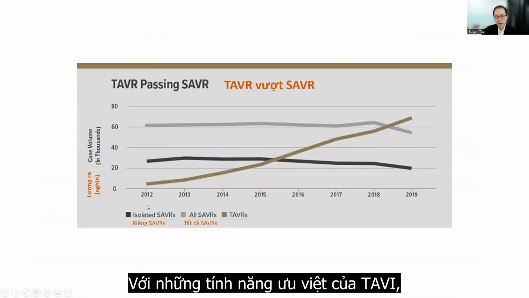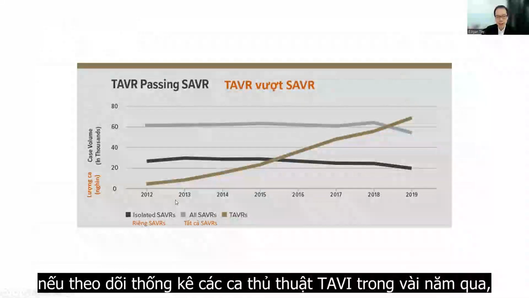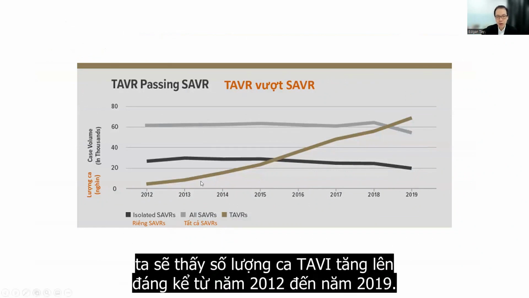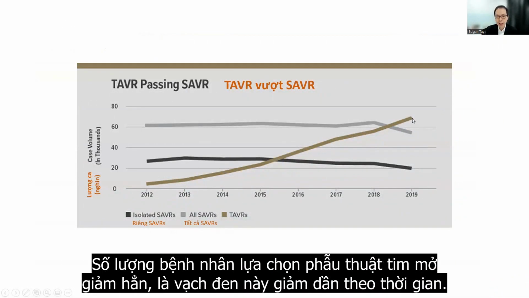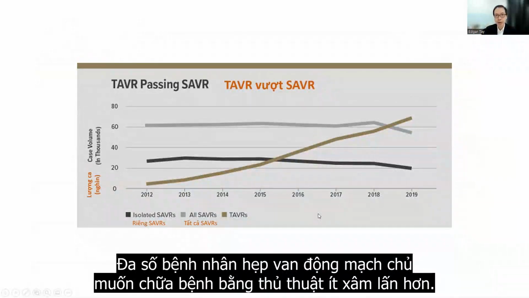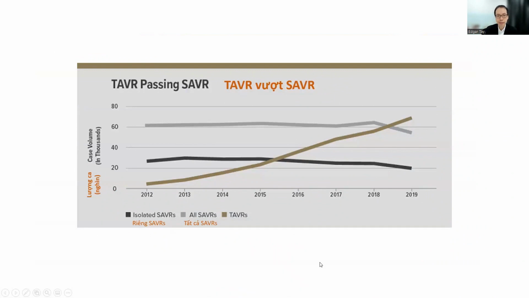And because of the favorable features of TAVI, if you look at all the types of surgery and TAVI over the last few years, you can see the growth of TAVI is increasing significantly from 2012 to 2019. And you can see that patients who are choosing open heart surgery has fallen. This black line has fallen over time. So most people with aortic stenosis are now choosing a less invasive procedure.